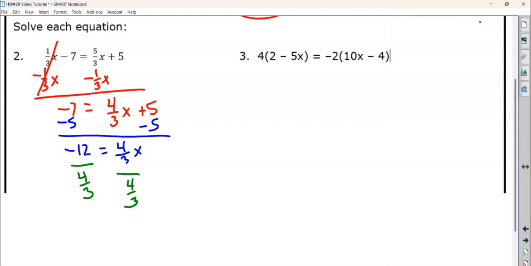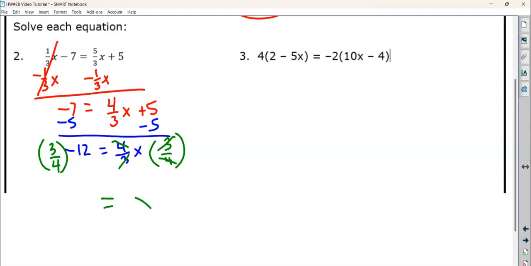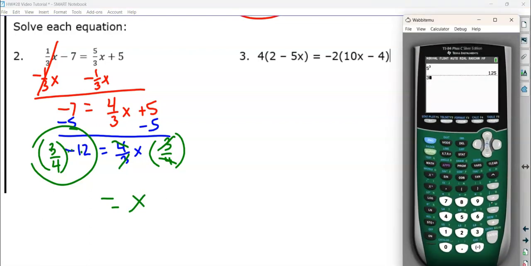So if you don't, then you have to understand what dividing by a fraction is. We don't divide by fractions, we multiply by the reciprocal. So 4 and 4 cancel, 3 and 3 cancel, and now we have 3 times negative 12, so you can use your calculator if you need to, 3 times negative 12, and then you're going to divide by 4. So negative 36 divided by 4 is negative 9. So the answer is negative 9 is equal to x.